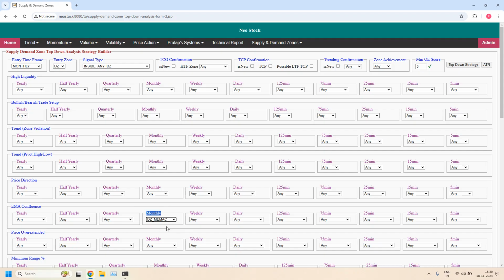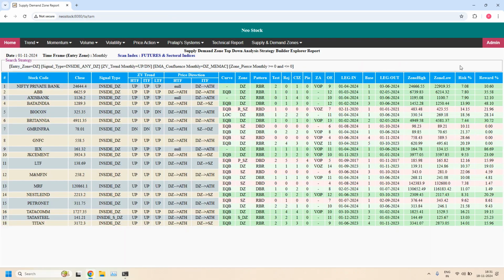But EMA Confluence does not add any advantage in a sideways trend. That's why in the zone violation trend at monthly time frame, I am not selecting sideways trend. I am selecting either up or down trend. Now let me filter. We got 18 stocks. In these 18 stocks, we can plan either bullish trade setups or counter trend trade plans.